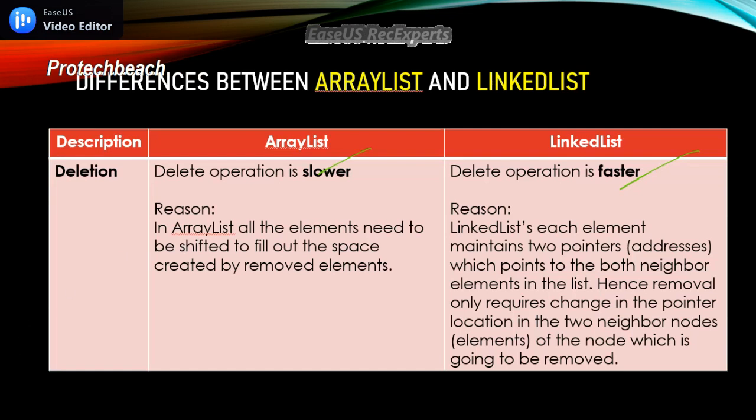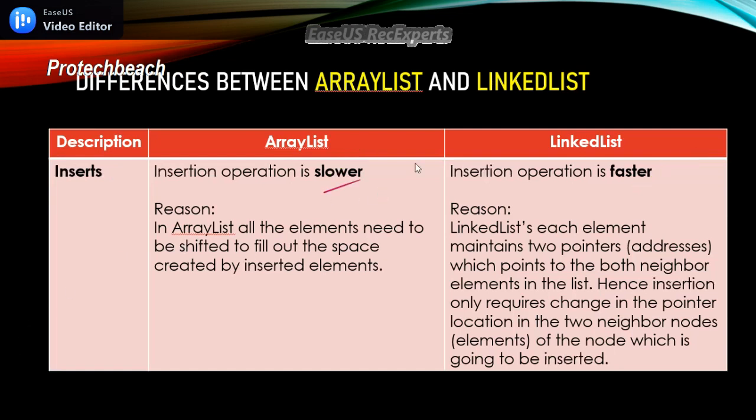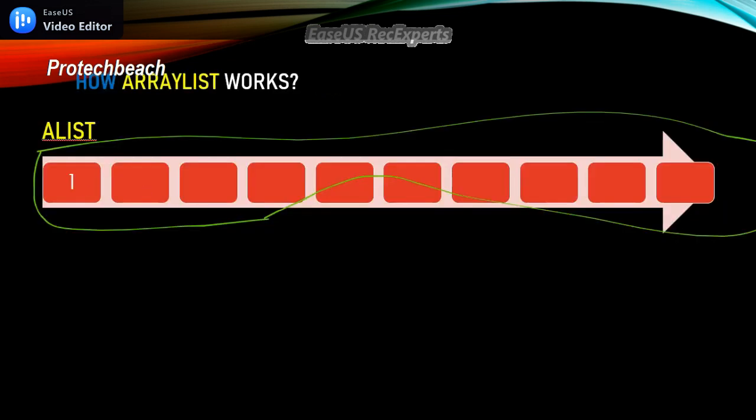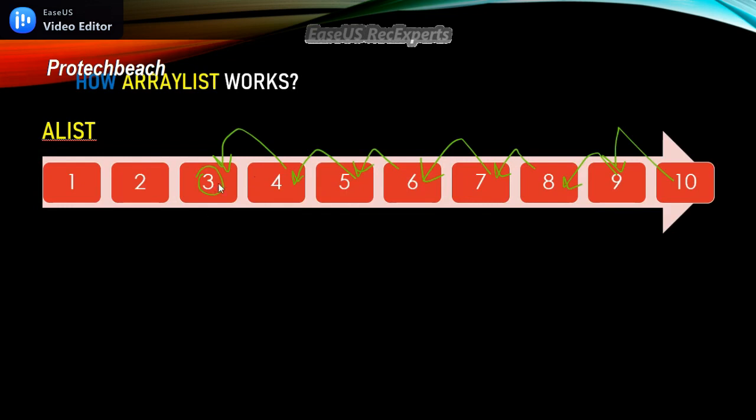So what about the insertion now? Insertion, again, the ArrayList is slower compared to the LinkedList. Why is it slower? In an ArrayList, suppose I want to insert some value in between 4 and 5. In that case, 5 should be shifted to the right. So here again the shifting operation should take place. Again the insertion will be slower in the ArrayList compared to the LinkedList, right?